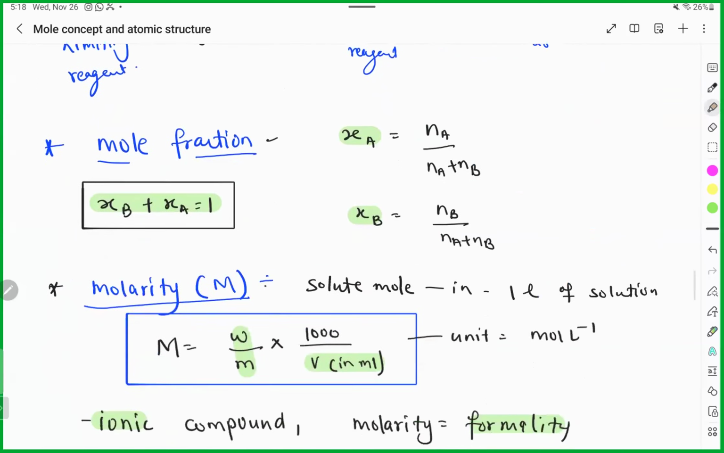Mole fraction. You know what is mole? Ratio of a given mole divided by total number of moles. Example, Na is the mole of the solute.